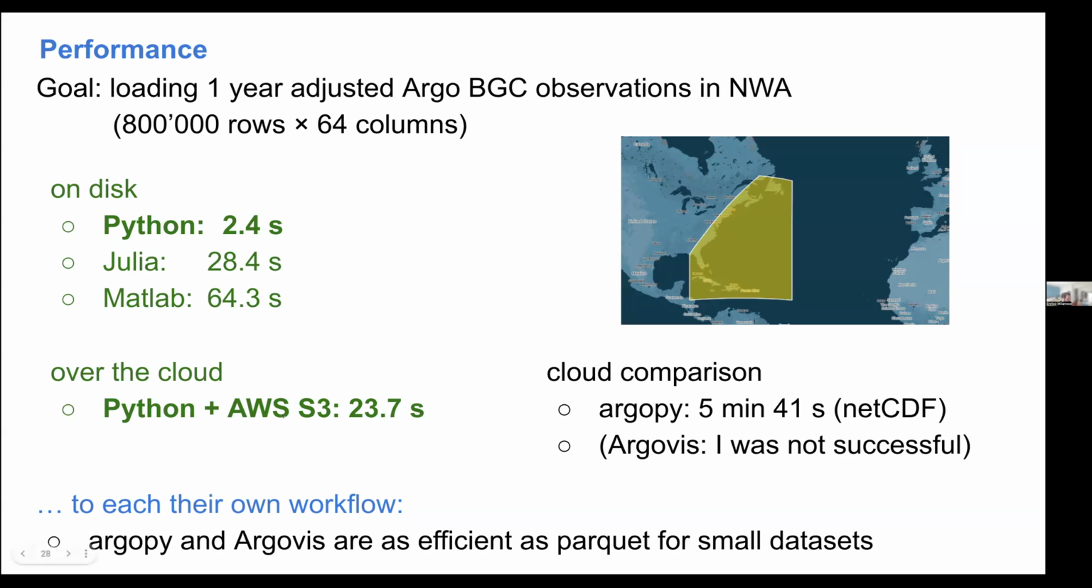Over the cloud was also quite fast. In this case, I'm running a notebook from my machine, but I'm accessing the data on AWS S3. That's also quite fast compared in particular to other tools that are available in the community, although these are still quite fast if you need a very small dataset.